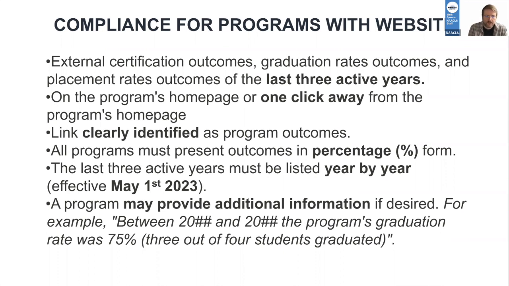We heard your frustrations with how fast we had to implement the change last time. It was a priority for us to give you more time to implement this time, because we know that with programs with websites, there are many parties these changes need to go through. So May 1st, 2023 is when we expect those changes to be completed. Programs can provide additional information on top of the requirements. If you want to say that the reason your certification rate was 75% is because 3 out of 4 students graduated, you can do that. The requirements are the minimum of what you have to have available.